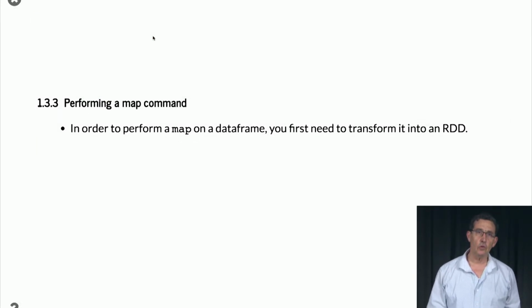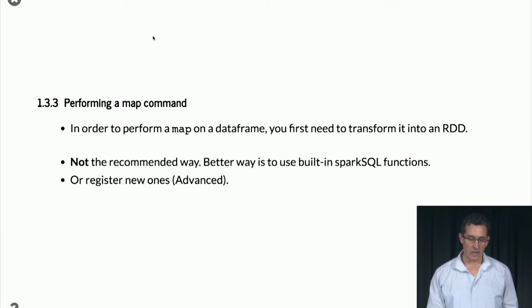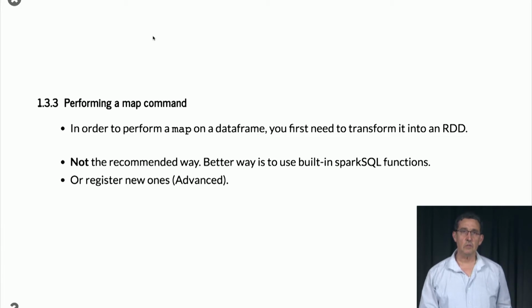Suppose we want to perform a map command on a data frame. If we want to do that, then we first have to map the data frame back into an RDD and then operate on it as an RDD, because the data frame doesn't reveal to us this ability to do a map operation. And that is not the recommended way. It's much better if you keep things in the form of a data frame and then you use built-in Spark SQL functions. And you can also register new ones. That's an advanced topic that I won't cover.